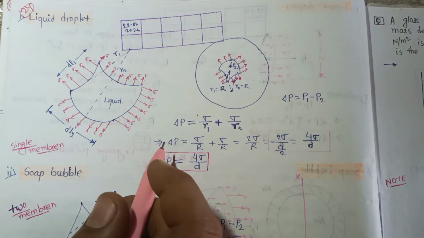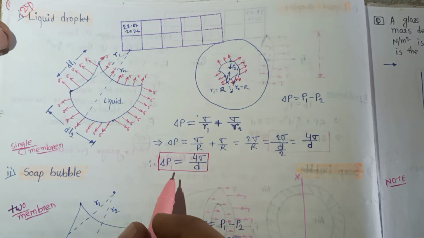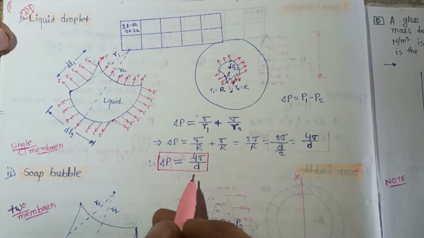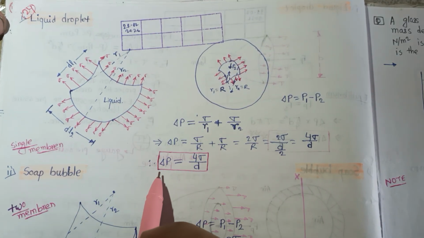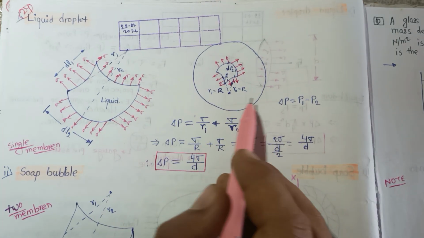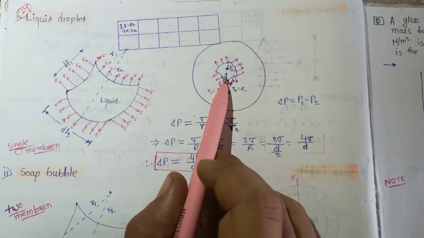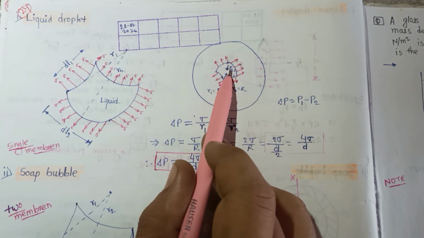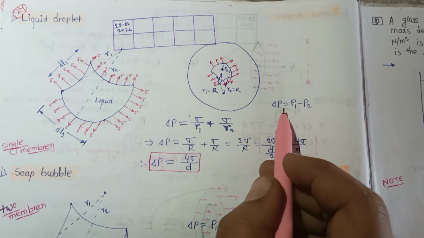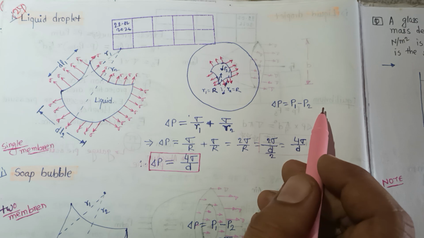So in the last lecture we saw that for a liquid droplet, delta P is equal to 4 sigma by D. This is another method to calculate the delta P for a liquid droplet. Consider this liquid droplet, where the pressure inside the droplet is P1 and the outside pressure is P2. So what is the pressure difference? Delta P is equal to P1 minus P2.